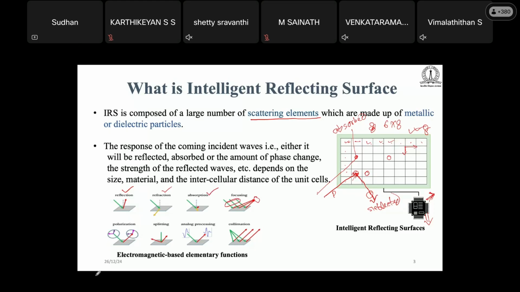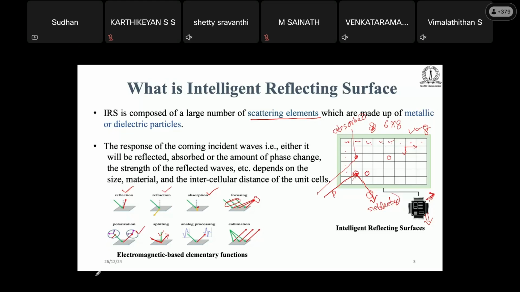It also has a polarization property. So it has one polarization, and after reflection the polarization will be changed. You can see that polarization has been changed. And after the incident, the signal will be splitting. In this case, this is splitting to one direction and this is splitting to another direction. Then they also do analog processing, then collimation. So many properties it has. We'll discuss some properties later.